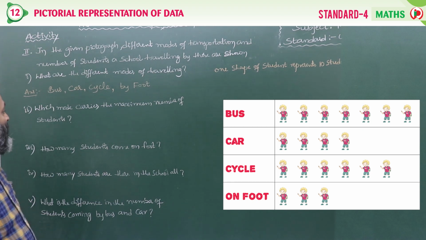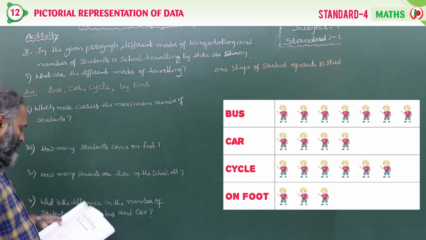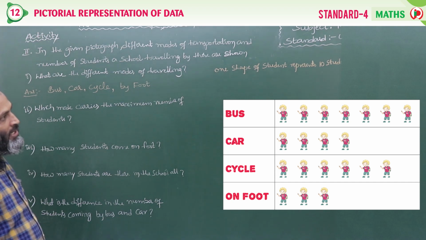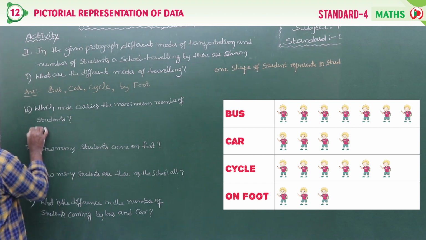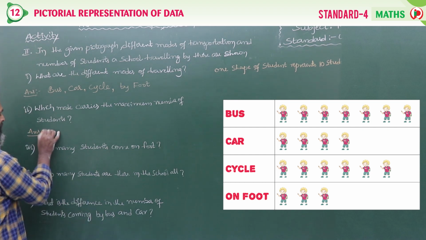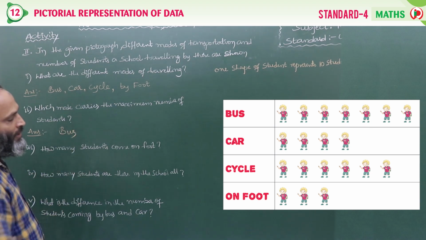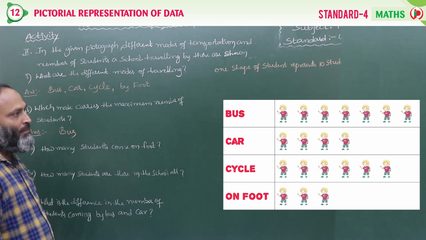Now, which mode carries the maximum number of students? See here, what is the maximum number of students? 7 is the maximum number of students. So that is bus. So bus carries the maximum number of students. In the bus, 7 pictures are there, which means 70 students. 70 students they are coming by bus.